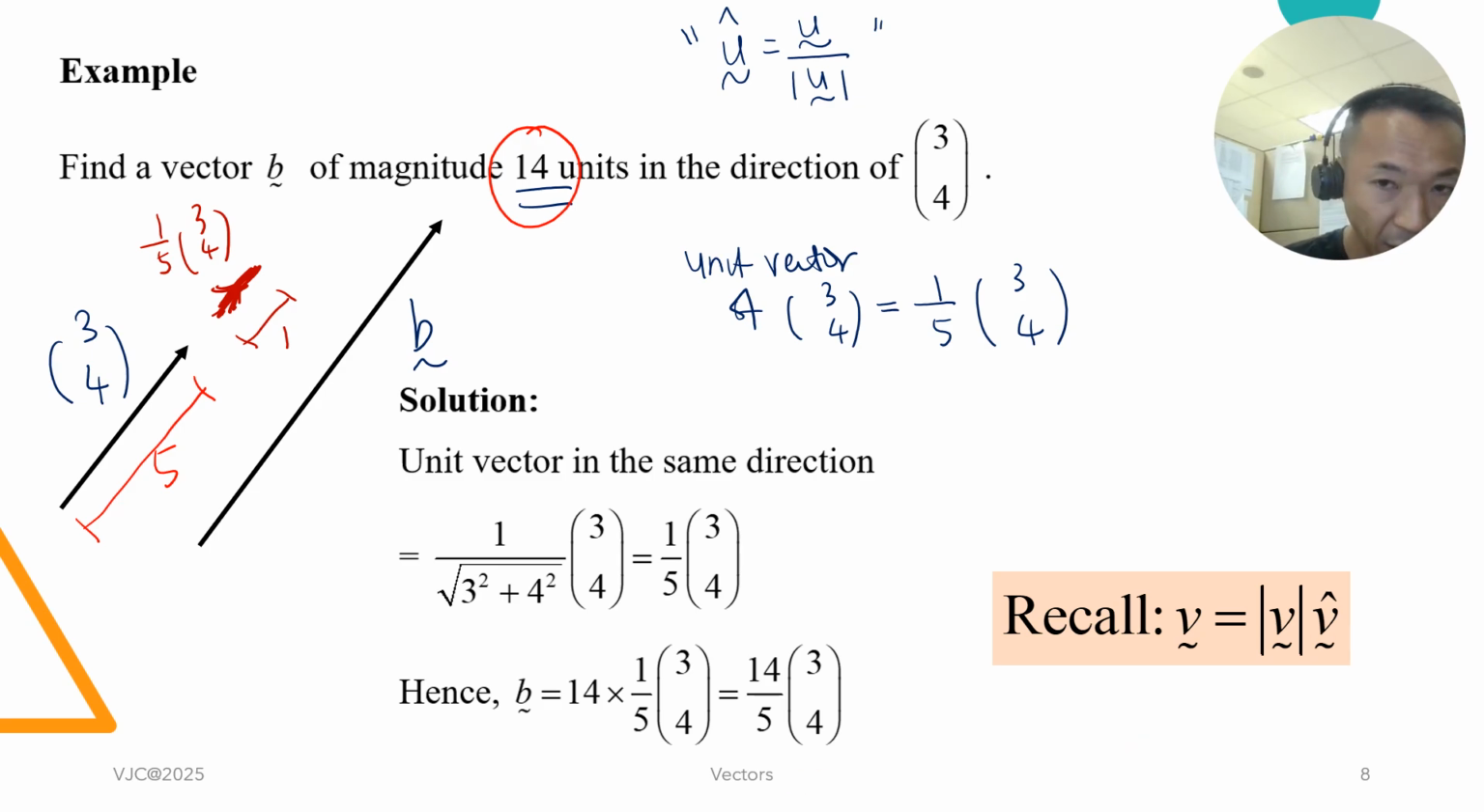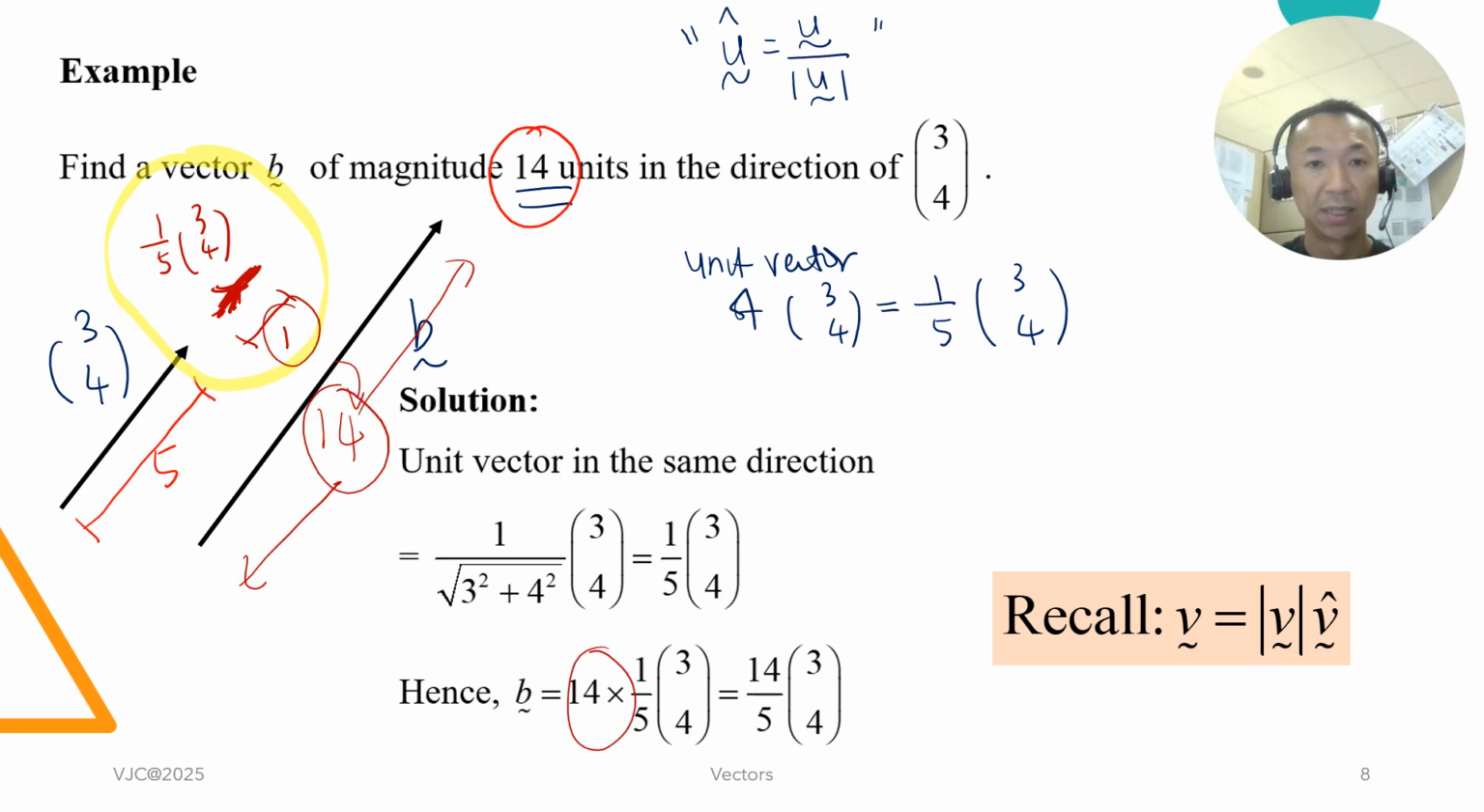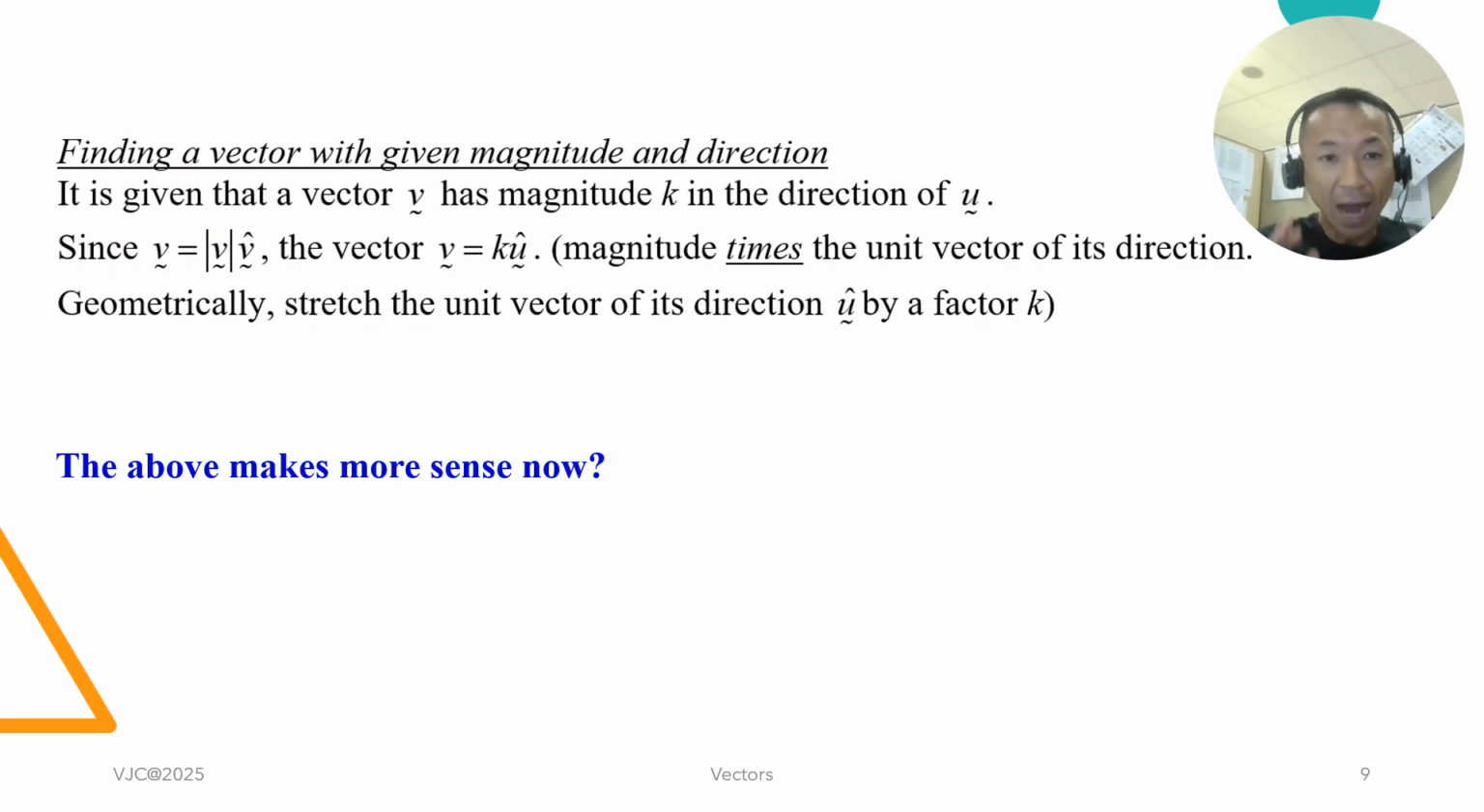So recall again, I want to emphasize again here: first find this special vector, the unit vector. Then because you want this length to be 14, therefore you multiply by the 14 here. Yes? So therefore this is using. And then now this makes more sense because we are actually doing this. Either you use this or this, it needn't really matter.